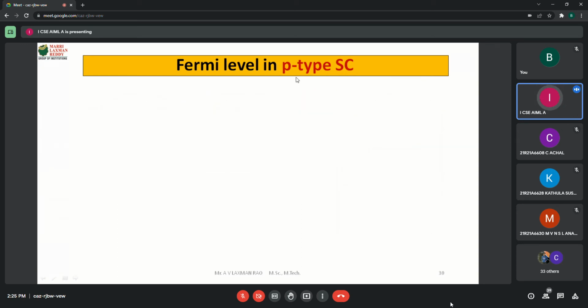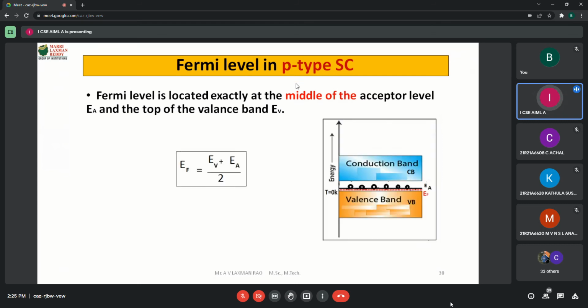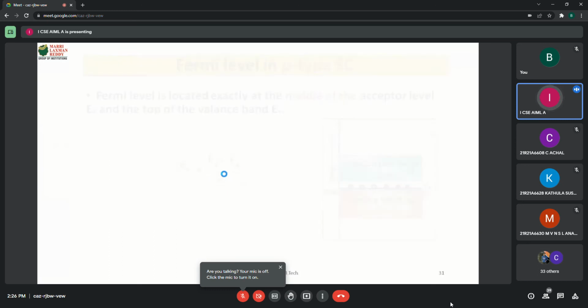In p-type semiconductors, as we all know, it is exactly in the middle between the acceptor energy level and the valency band. So Ev plus Ea by 2, where Ev is the valency band. Like this we can write.